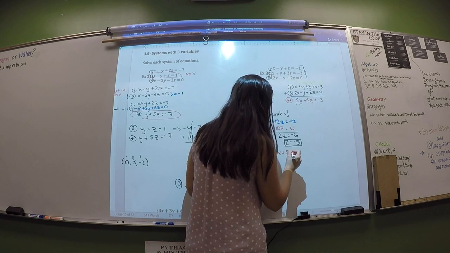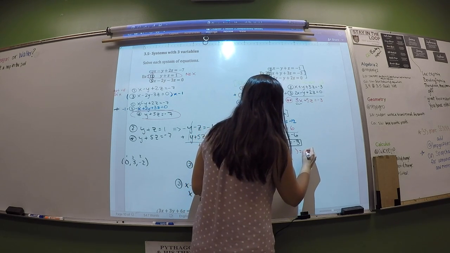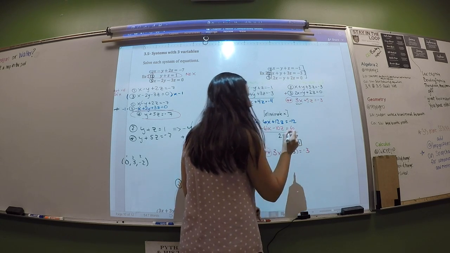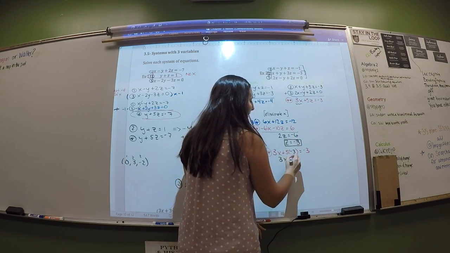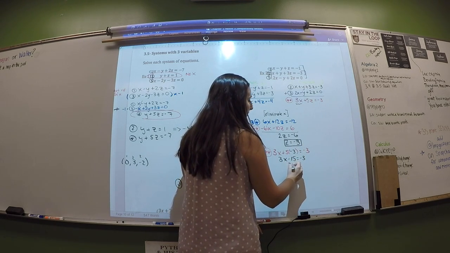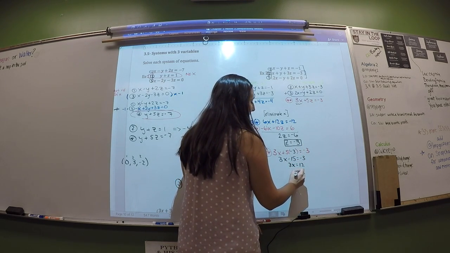So we got 3x plus 5z equals -3. So 3x minus 15 equals negative 3. If you add 15, you get 3x equals 12, so x is 4.